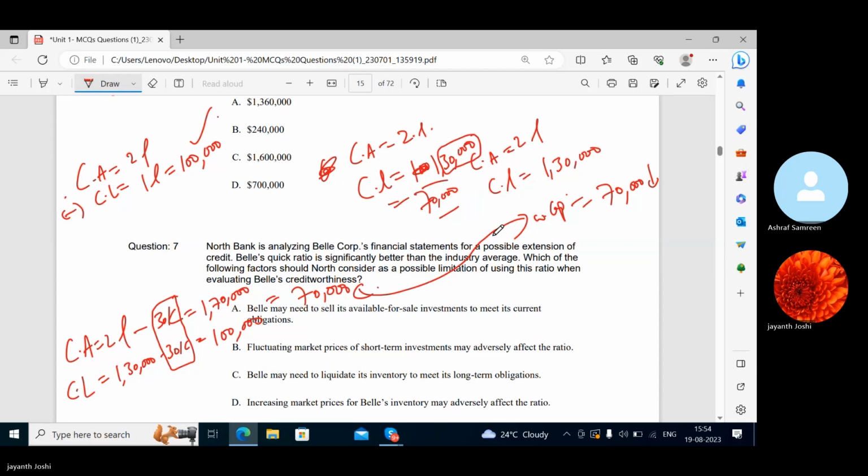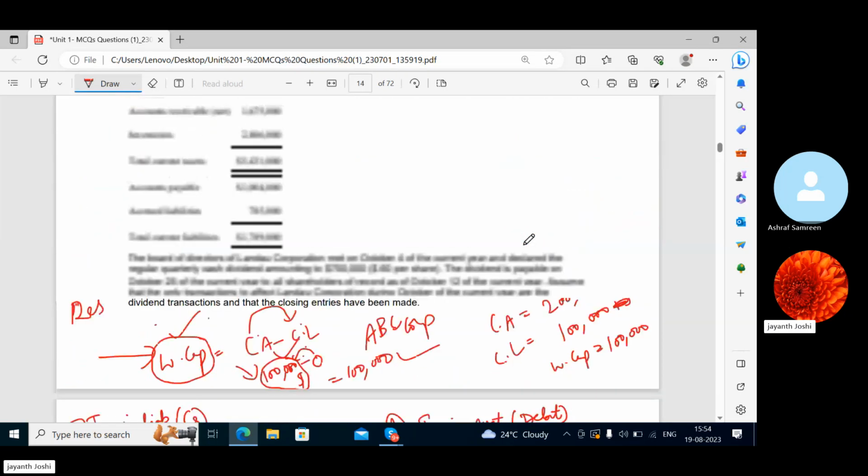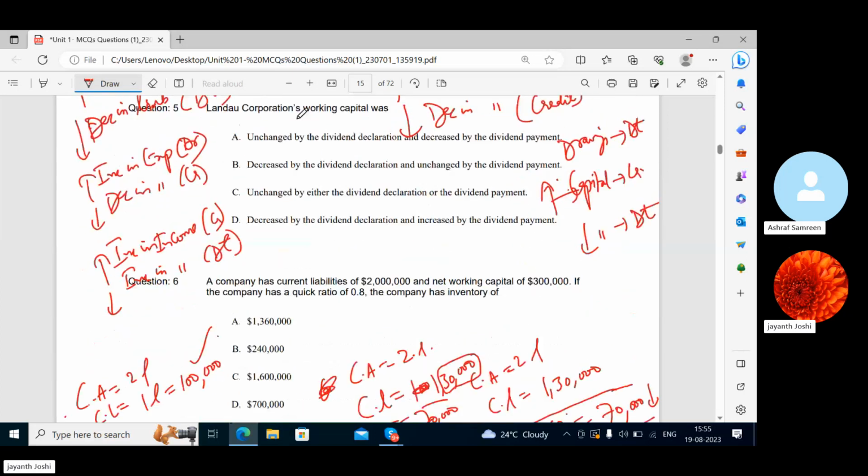So any change in working capital, it's the same, because equal amounts are reduced from both. When the dividend payment happens, 30,000 will go from current assets and 30,000 will go from current liabilities. So whatever working capital we found after dividend declaration is the same working capital we are getting after dividend payment. There's no change at all, right? So the option I have to consider here is option number 2: decreased by dividend declaration and unchanged by dividend payment, correct?